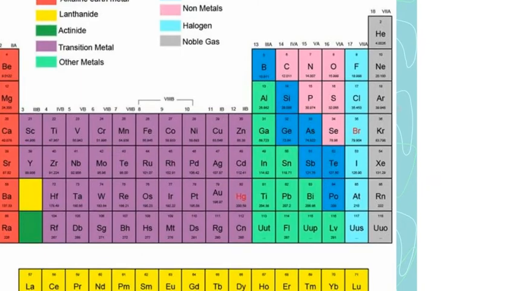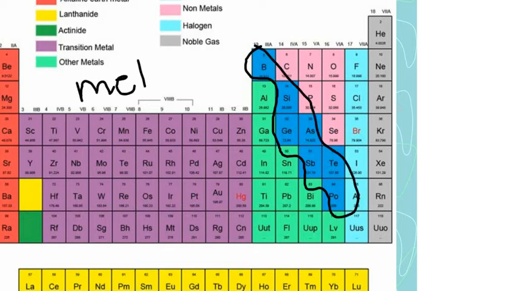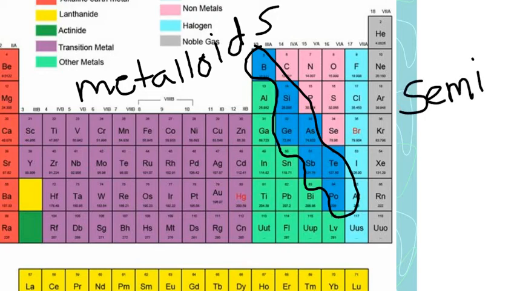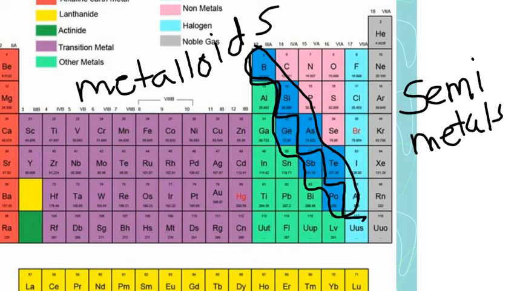Along the staircase, you might notice that there's a few elements here that are in blue. These elements are known as the metalloids, or the semi-metals. We'll talk more about metalloids in the next chapter. These are elements that have properties of both metals and nonmetals. They're also known as semi-metals. And I want you to notice that they're the elements that are found right along the staircase. In general, we accept that there are 7 metalloids.